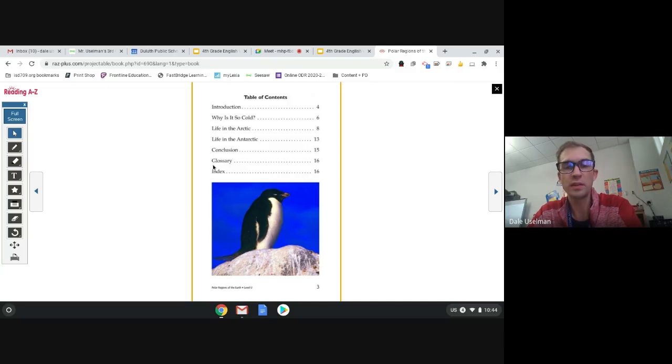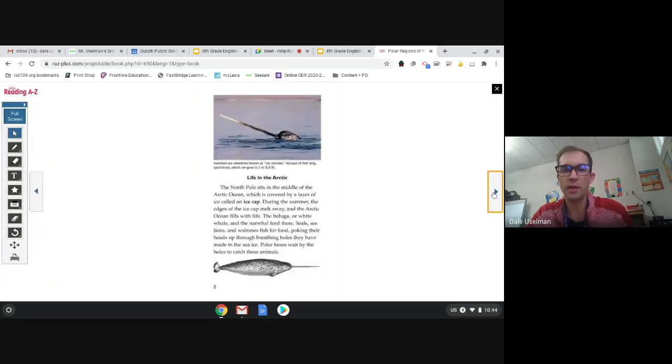This book also has a glossary in it so that we can look up words that we don't know. And it also has an index. Let's take a look at that index really quickly. Let's flip all the way through the end.